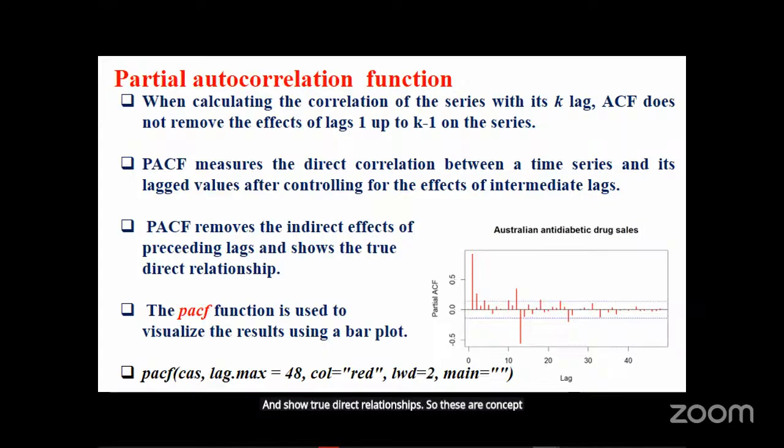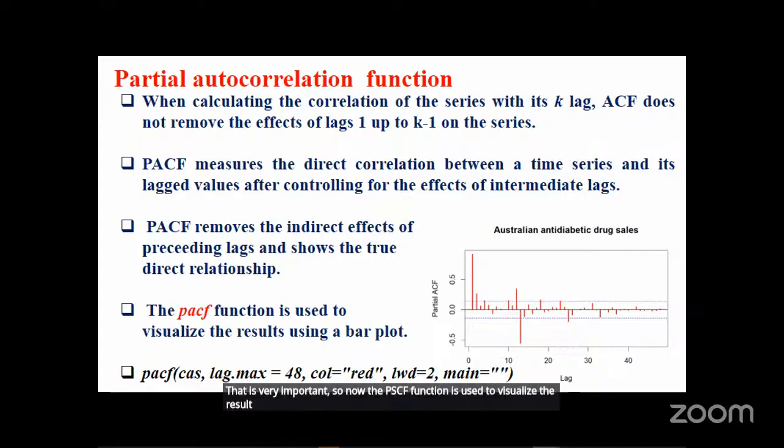So these are concepts that are very important. Now the PACF function is used to visualize the result we have here. So this is the PACF.